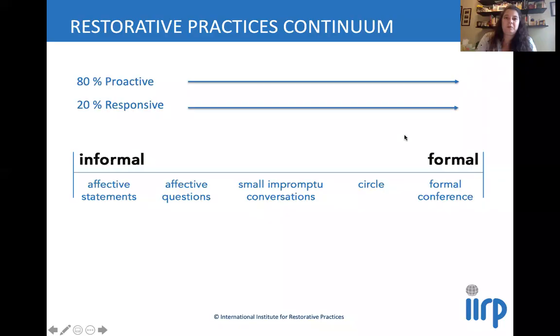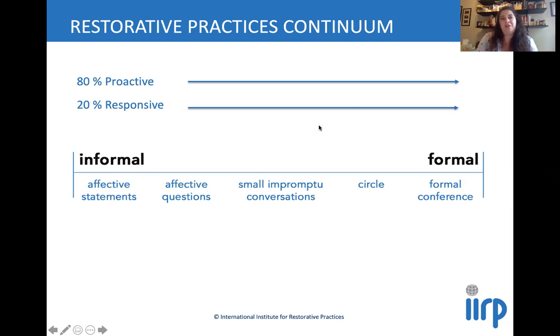Today I'm going to talk to you a little bit about the Restorative Practices Continuum and the Social Discipline Window, and I'm going to focus specifically on the Restorative Conference. So many of you have seen the Restorative Practices Continuum before. We move from the left to the right, starting with the informal, affective statements, questions, small impromptu conversations, circles, and then the formal conference. Today, I'm going to focus specifically on the formal conference.